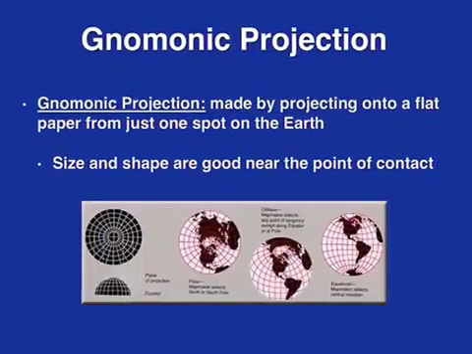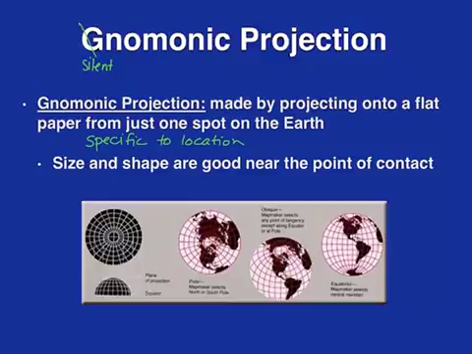Our third type of projection is gnomonic, so the G is silent. We don't actually pronounce it. Gnomonic projection is made by projecting onto a flat paper from just one spot on Earth. So this is very specific to a location. The size and shape are good near the point of contact, but terrible everywhere else.